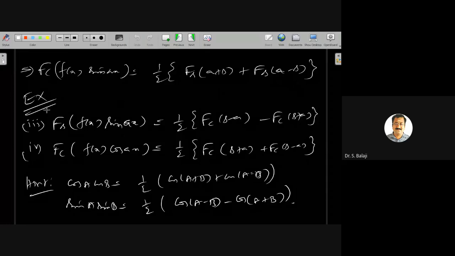This is for your exercise, the third and fourth ones. All of you just note down. There are two subdivisions here. You can try in your leisure time. Also, you can use the formula cos a cos b equals 1 by 2 of cos of a plus b plus cos of a minus b, and sin a sin b equals 1 by 2 of cos of a minus b minus cos of a plus b. Note down the third and fourth one for your exercise.